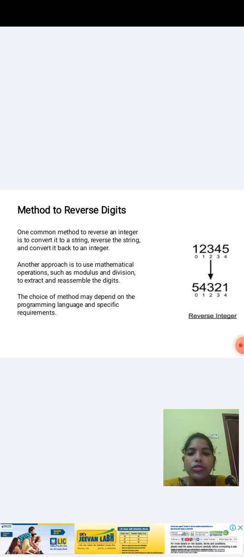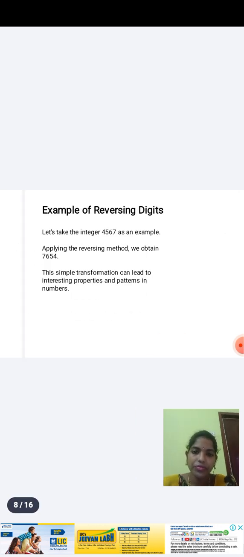Another approach is to use mathematical operations such as modulus and division to extract the digits, and then reassemble them. The choice of method may depend on the programming language and specific requirements. So here we apply this in a programming language according to the specific requirements.